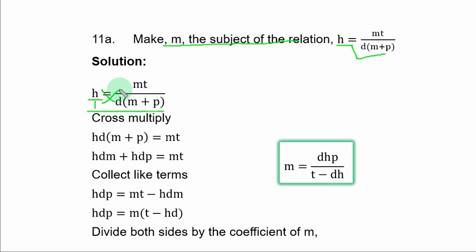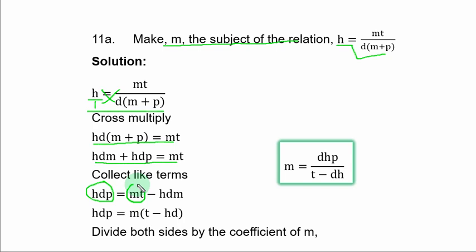So H times D bracket open M plus P bracket close and MT times 1, you have it in this form. You have to open the bracket in the left hand side and you have HDM plus HDP equal to MT. The terms that contain M, take them to one side. That is collection of like terms. So let's have HDP here.